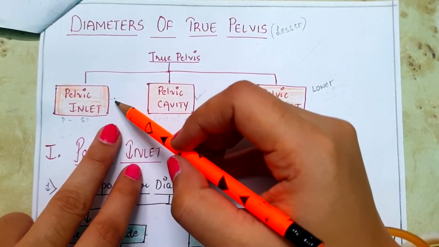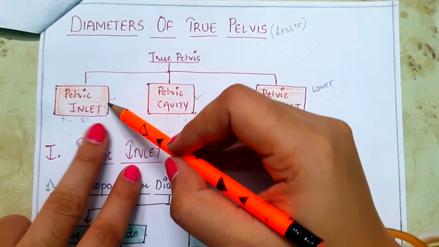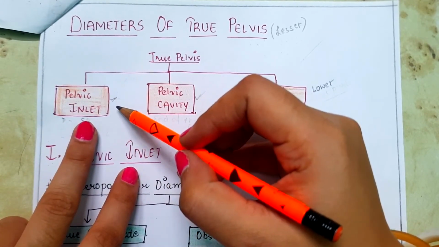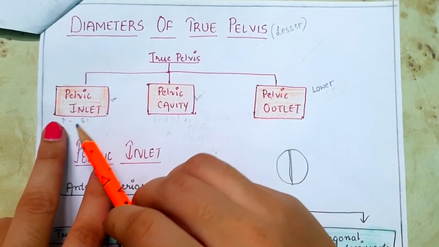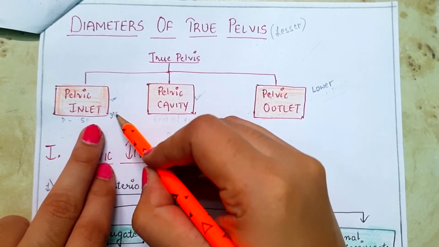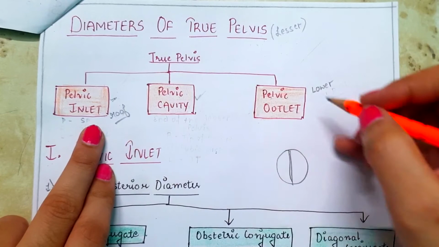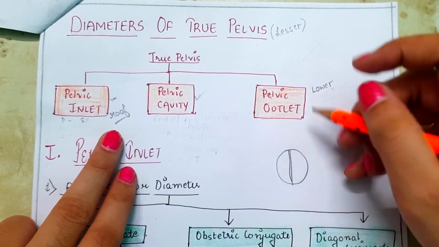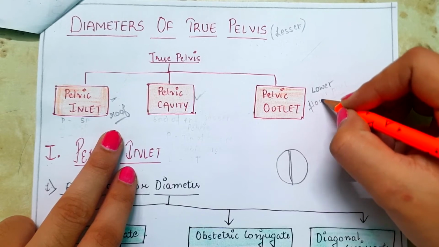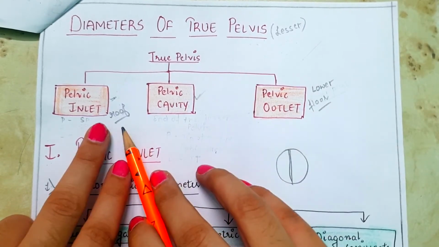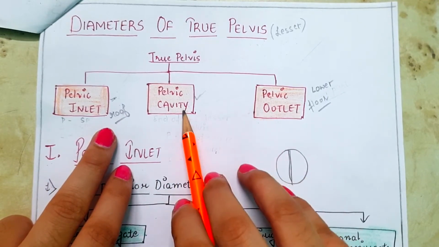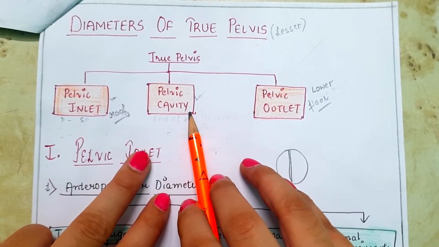The point where the true pelvis is separated from the false pelvis is known as the pelvic inlet, which we normally call the pelvic brim. The pelvic inlet is considered the roof of the true pelvis, while the pelvic outlet is considered the floor, and the space between the pelvic inlet and the pelvic outlet is known as the pelvic cavity.